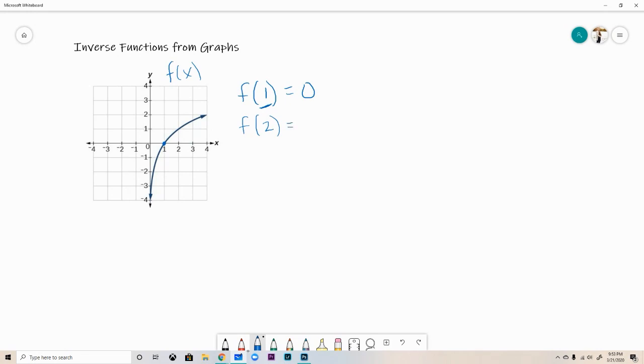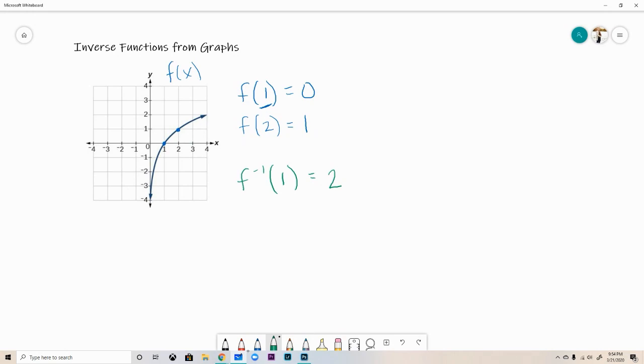Just some practice here. F of 2, the x coordinate's over here. The y value at f of 2 is going to be 1. So if I were to ask you, what is the inverse of 1? Then I would say, okay, now I'm going to go backward. Here's where my y value is 1. My x value here is going to be 2.